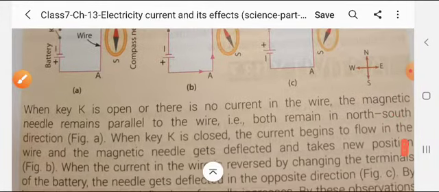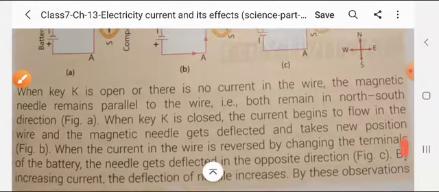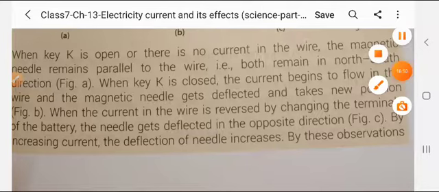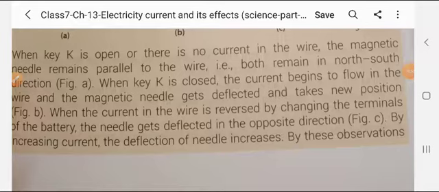So when the key is open, or there is no current in the wire, the magnetic needle remains parallel to the wire. Both remain in the north and south directions. That means there is no deflection. But when the key K is closed, current begins to flow in the wire, and the magnetic needle gets deflected. It is no more in the north and south direction, but takes a new position.